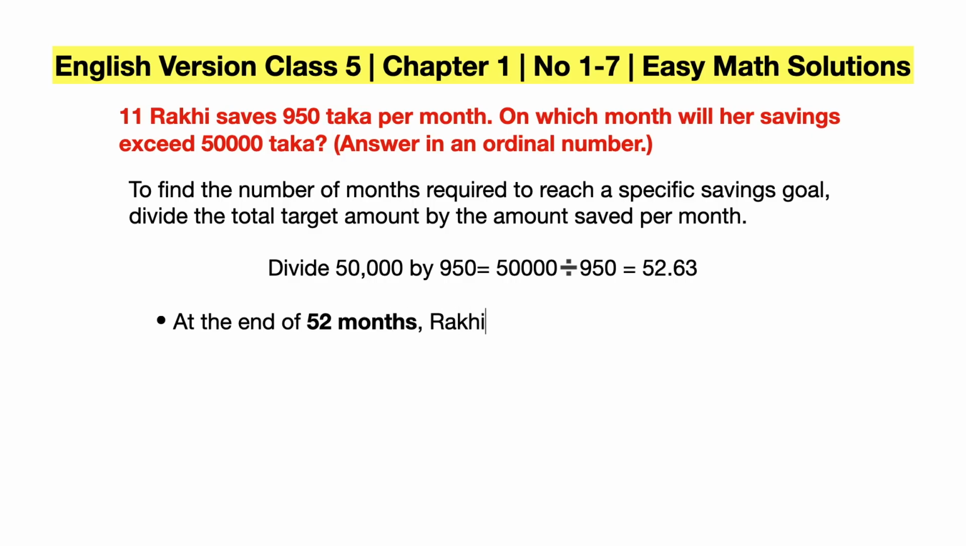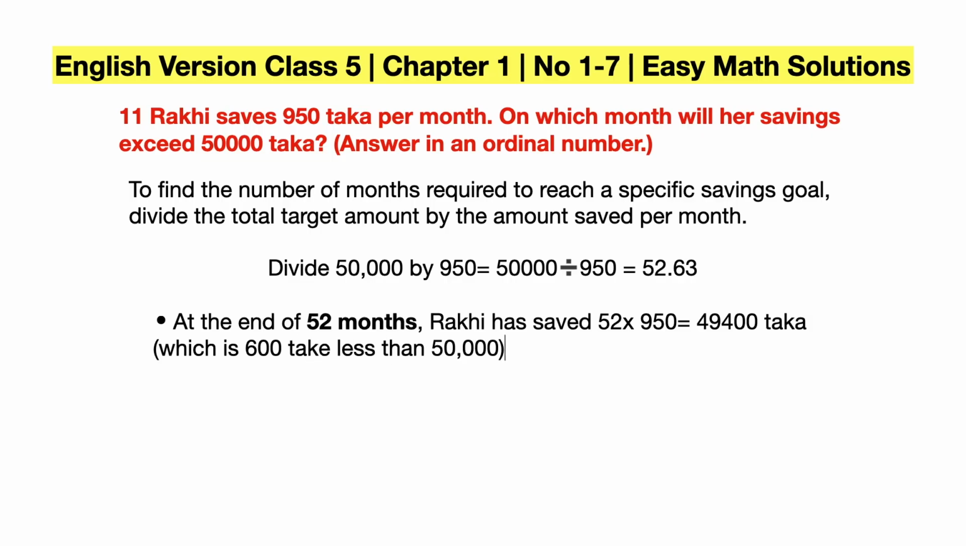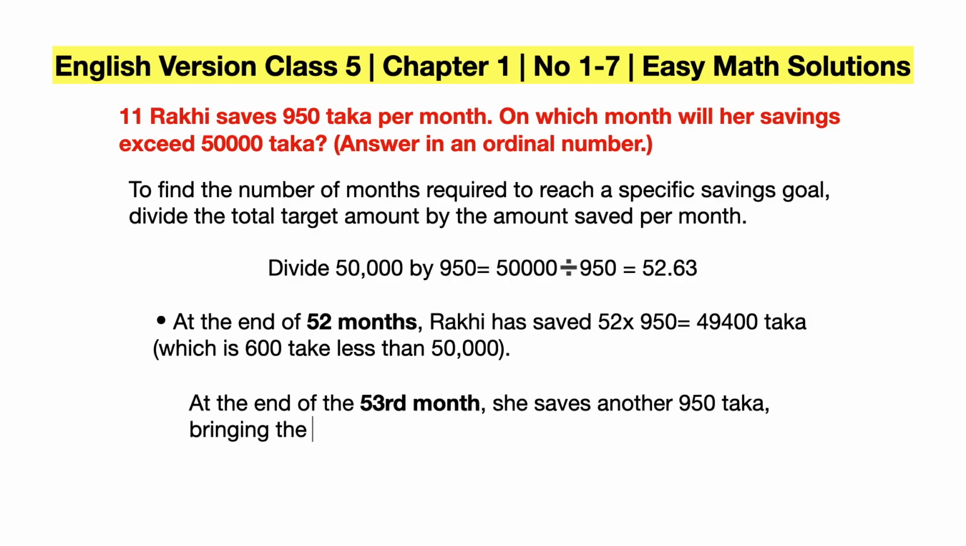At the end of 52 months, Rakhi will have saved 950 times 52, which is 49,400 taka, which is 600 less than 50,000. That means at the 53rd month he will have saved enough, and then he can reach 50,000 taka.